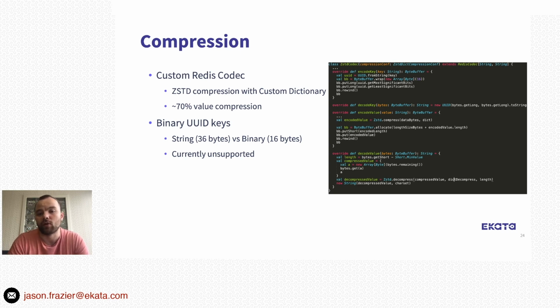One thing we're currently working on that's not supported at the moment is using binary keys. All of our keys right now in our cluster are just plain Java UUIDs. Storing each key as a string is about 36 bytes per UUID, but if we were to store it as binary, it would be stored as 16 bytes. So that's a 20 byte saving per key times billions of keys, which turns into a very big number very quickly. Unfortunately, this is not supported, and we're working with Redis Labs right now to get this resolved. But it's another thing we're looking to do for extra compression.